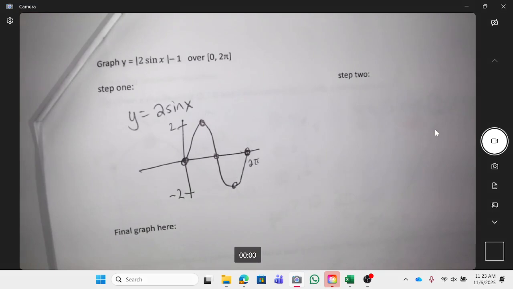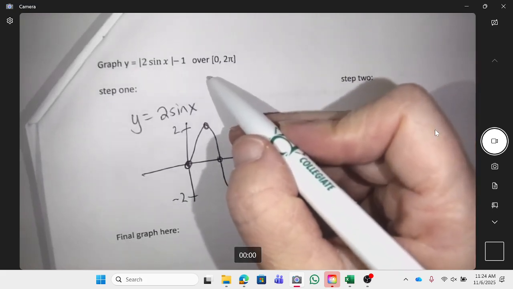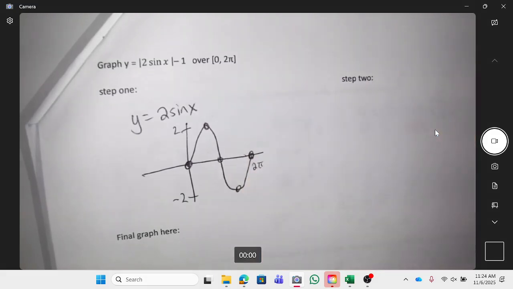I did not draw arrows. Why didn't I draw arrows? Because it told me to start at x value 0 and stop at x value 2 pi. Put a dot, not an arrow.